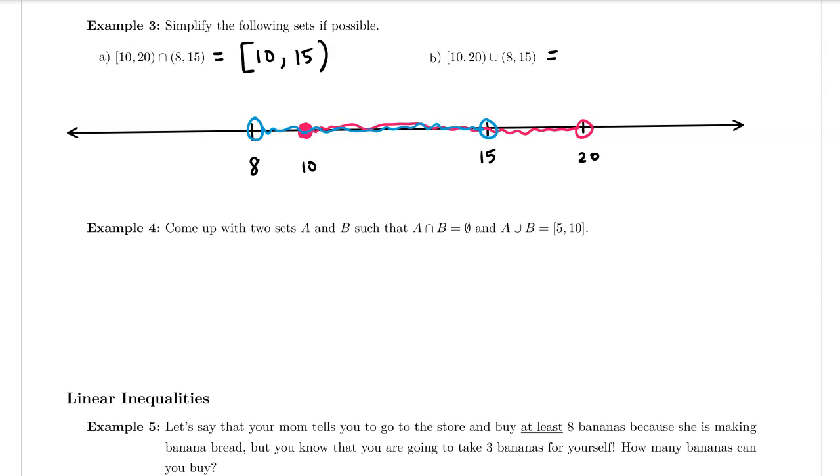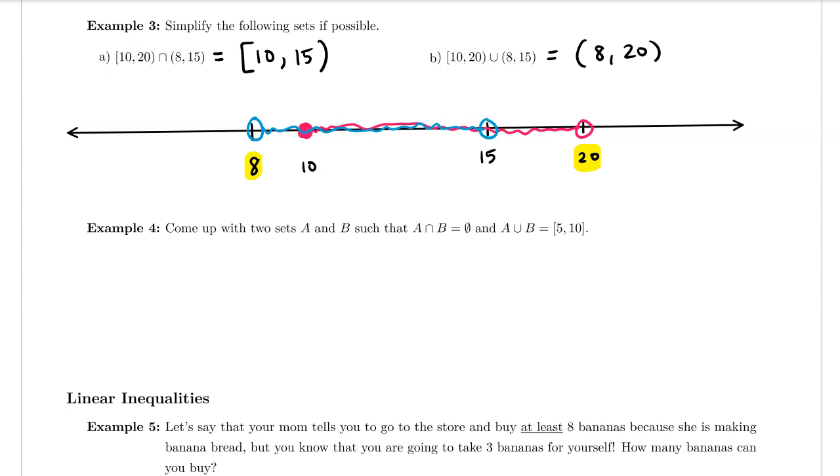For part B, now we want to include any number that has any color on it, because we want to take numbers that exist in either set. The smallest number we're looking at occurs here at 8, and the largest number is 20. But notice that on both 8 and 20, we have open circles. So I'm going to put 8, 20, and both endpoints should have parentheses on them, because we're not including either of those numbers since they don't belong to either of these sets.